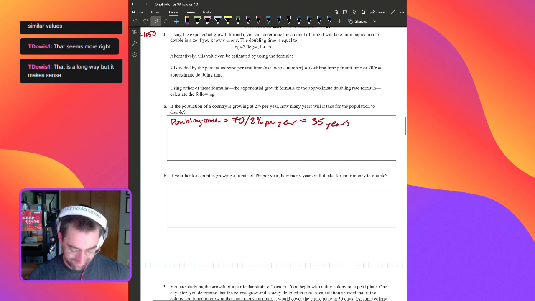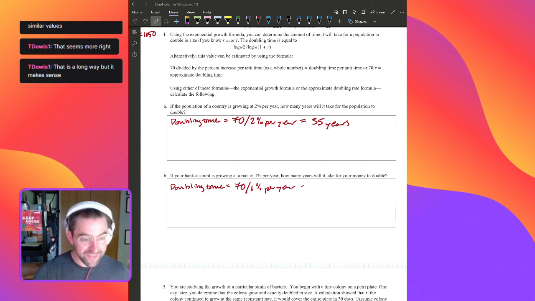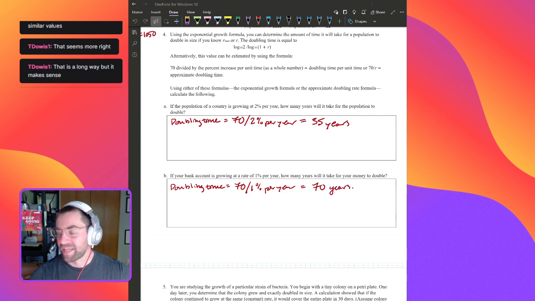Here's a use case that we might encounter more often. If your bank account is growing at a rate of 1% per year, which is a high-interest checking account if you're banking online, how many years will it take for your money to double? Doubling time equals approximately 70 divided by 1% per year, which equals about 70 years. This is an estimate.